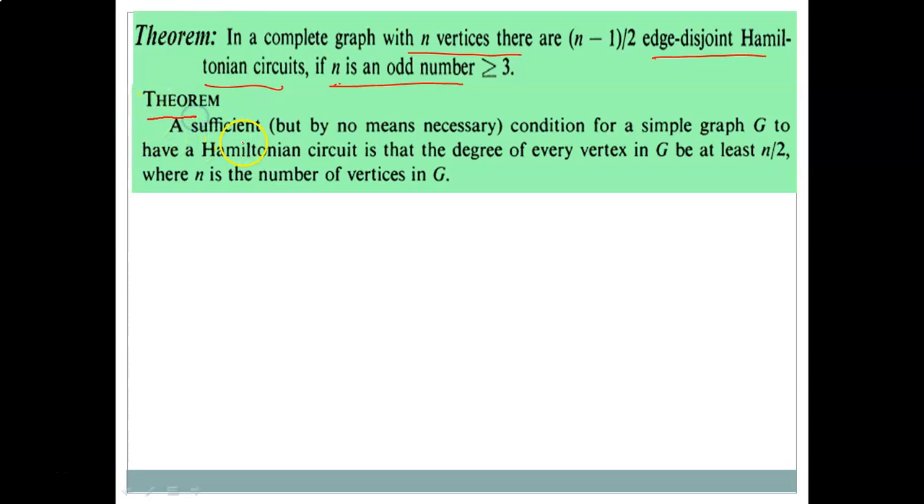Then the second theorem: a sufficient condition for a simple graph G to have a Hamiltonian circuit is that the degree of every vertex in G be at least n/2, where n is the number of vertices in the graph G. I again repeat, a sufficient condition for a simple graph G to have a Hamiltonian circuit is that the degree of every vertex of G be at least n/2, where n is the number of vertices in the graph G. So these are two important results regarding the number of Hamiltonian circuits in certain graphs.